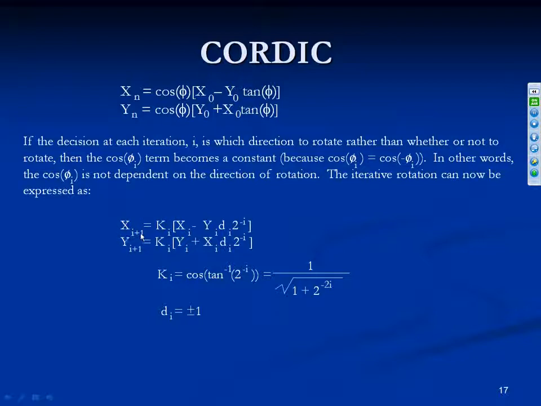So our x sub I plus 1, that's our next x, is going to be equal to k sub I times x sub I minus y sub I d sub I 2 to the minus I. And similar for y. So these are our x and y equations. Okay, and k now turns out to be cosine of the arctangent of 2 to the minus I, which is this thing right here. And d, which is our decision whether to rotate our angle forward or backward, is going to be a plus or a minus 1 according to which way we rotate our angle during each iteration.